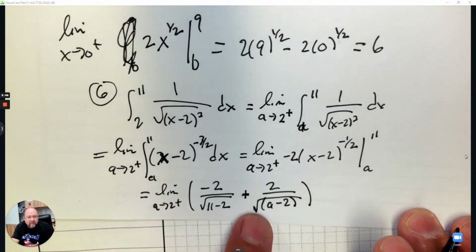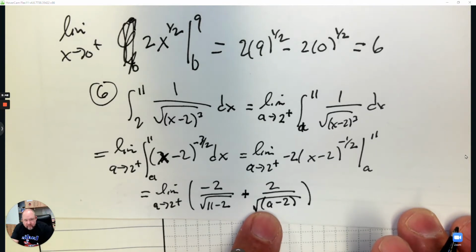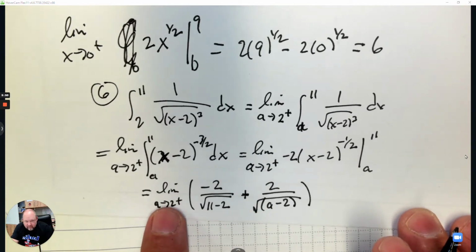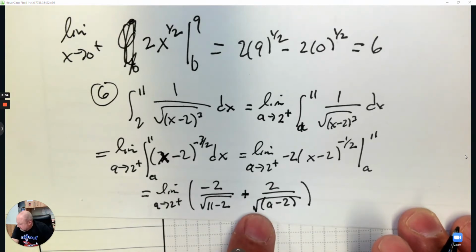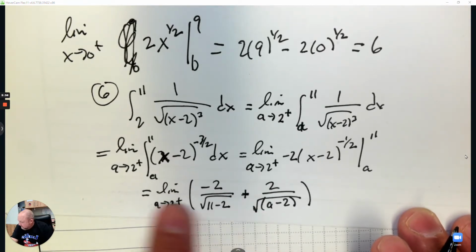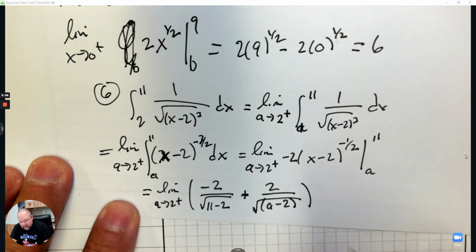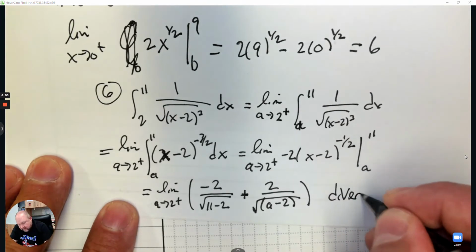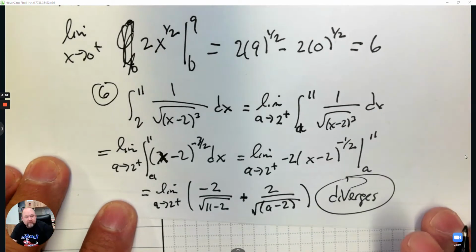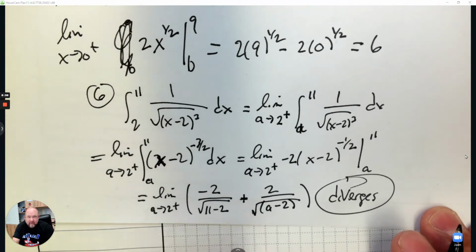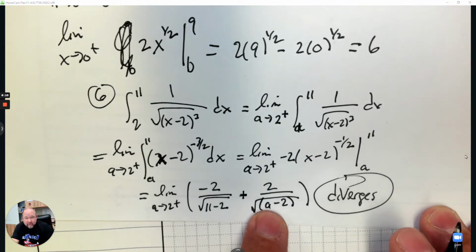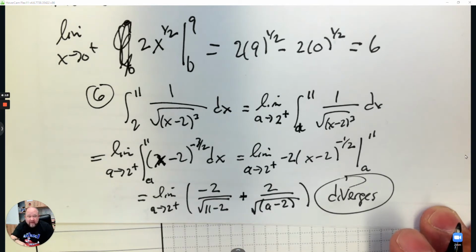does this limit exist to the right? What is it approaching as a approaches 2? And the answer is it's undefined, right? So this answer does not converge. It diverges, because the right-hand behavior here is it goes to infinity. There's an asymptote at positive 2. So it either goes to infinity or negative infinity.